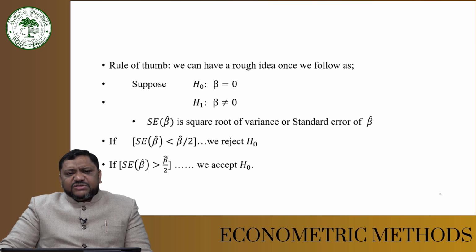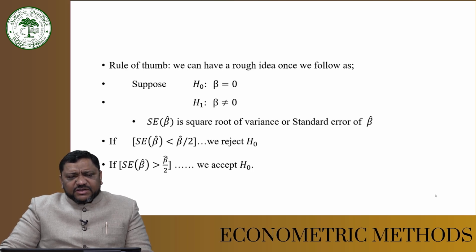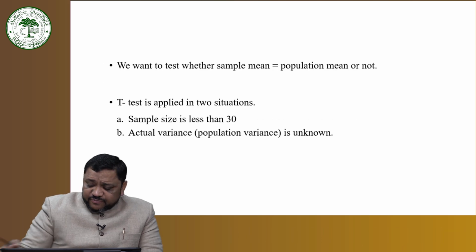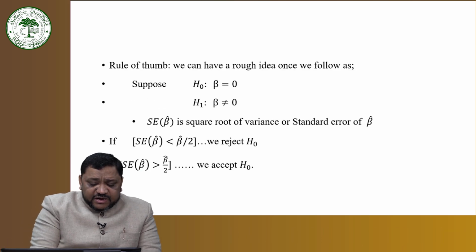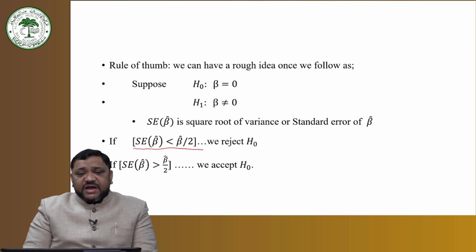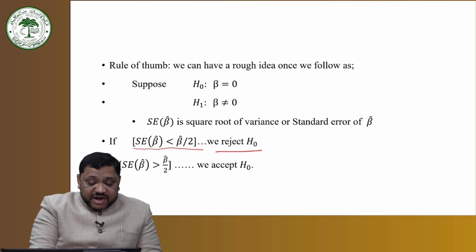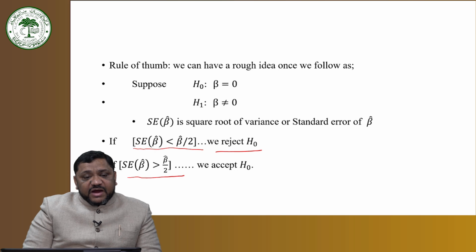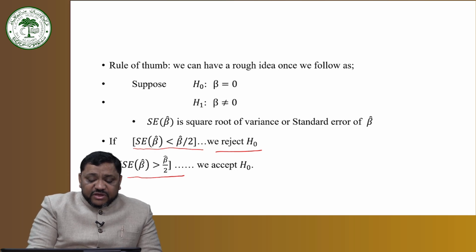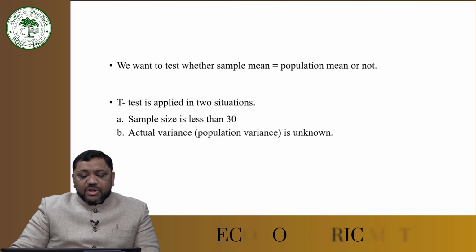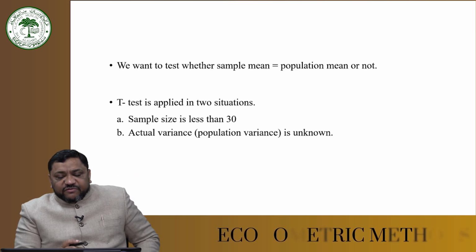Now, there is a rule of thumb for the null and the alternate hypothesis. If the standard error of beta hat is less than beta hat divided by 2, we reject the null hypothesis. And if the standard error of beta hat is greater than beta hat divided by 2, we accept the null hypothesis. So that was the rule of thumb.